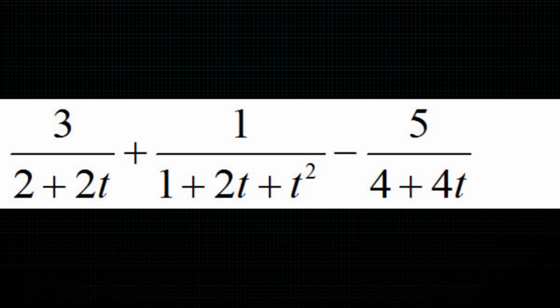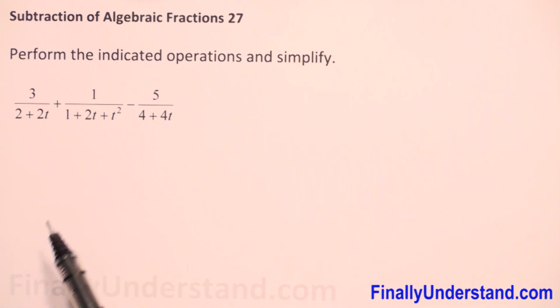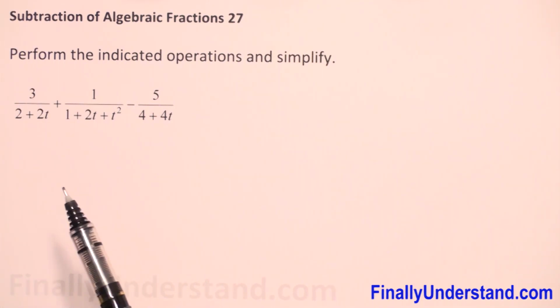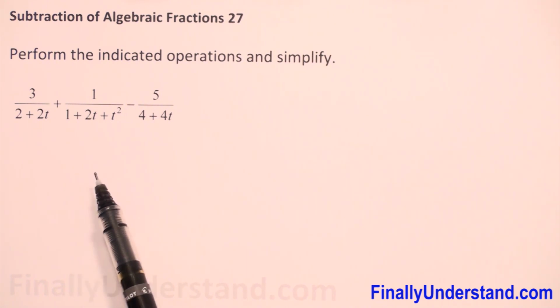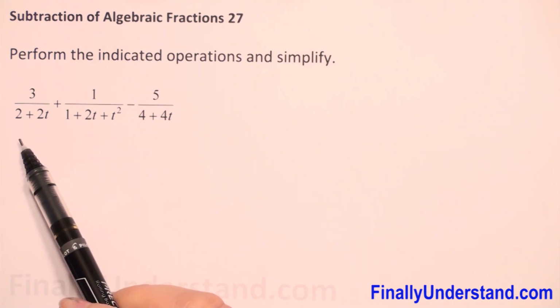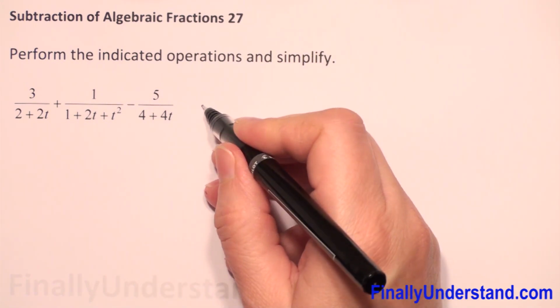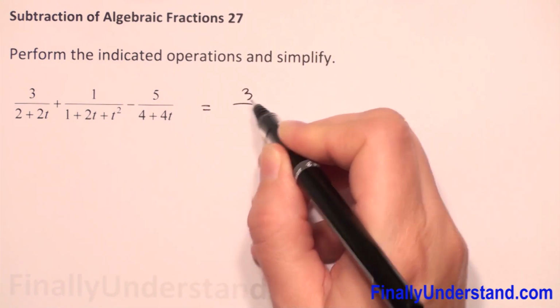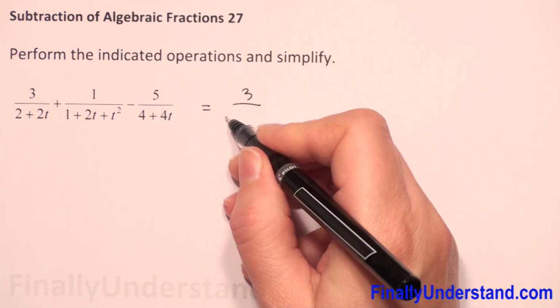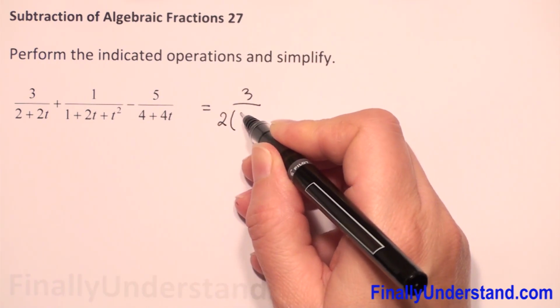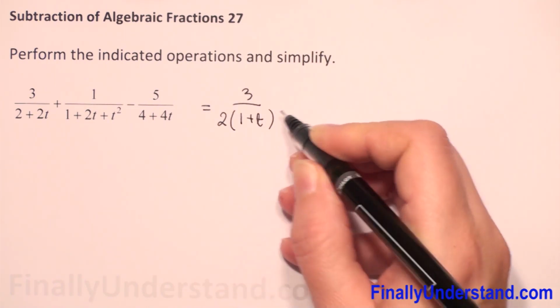We have here addition and subtraction of algebraic fractions. We know that when we have to add or subtract algebraic fractions, we need to have the same denominator. So first let's check if we can factorize something in the denominator, because we have here 2 and 2t, so we can factorize 2 and we will have 1 plus t.